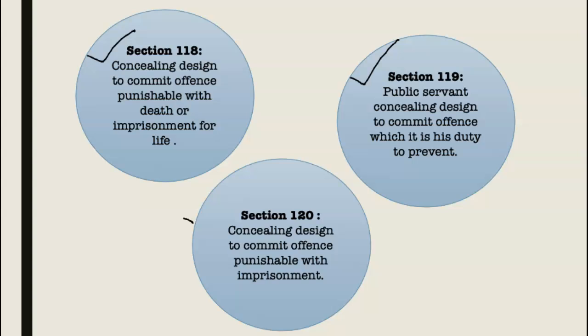Now lastly, moving to your section 120, which basically deals with concealing design to commit offence punishable with imprisonment. So 118, death or imprisonment for life, 119, done by a public servant, and 120, concealing design to commit the offence for which an express punishment is provided. So what happens in this case? If the act is committed, the person shall be held liable to the extent of 1/4 of the maximum imprisonment, and if the offence is not committed, the person will be held liable to 1/8 of the longest term of such imprisonment. So I hope sections 118, 119 and 120 are absolutely clear.